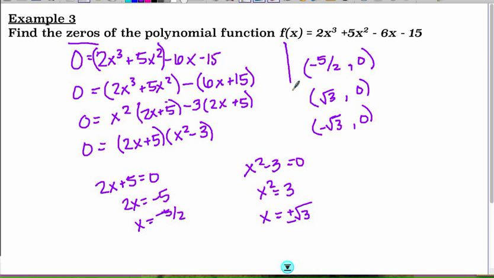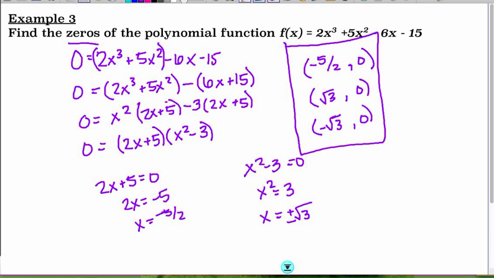So these end up being all of my zeros, and it makes sense. If we look at our polynomial, I could have up to 3 roots because it's a third-degree polynomial, or a cubic polynomial. So in fact, I do have 3 roots. I will not always have 3 roots, but in this case I do. So up to 3 is the maximum. I could not have 4 in a cubic function.